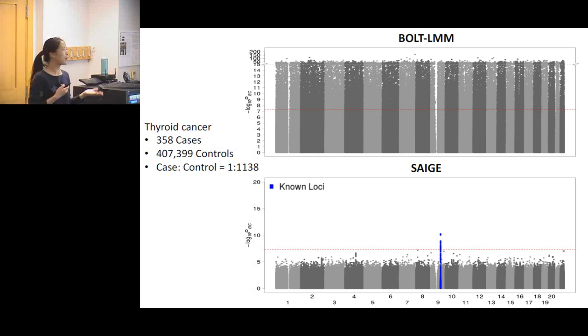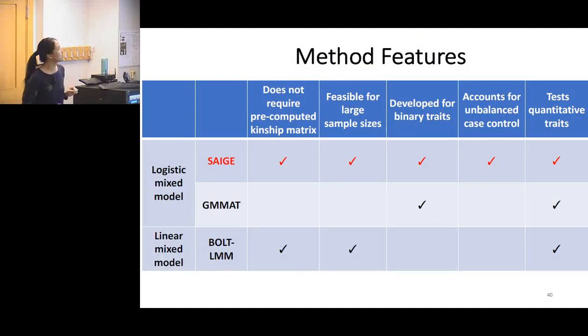So basically, we have shown here our method works for binary phenotypes, accounting for sample relatedness and unbalanced case control ratio. This is the summary for this method. It does not require a pre-computed kinship matrix, because we only request the genotypes for those genetic markers you want to use to construct a kinship matrix. It's feasible for large sample sizes. It's developed for binary traits and accounts for unbalanced case control ratio.